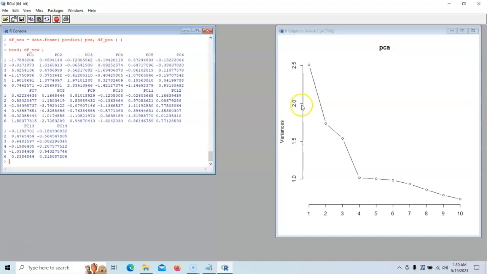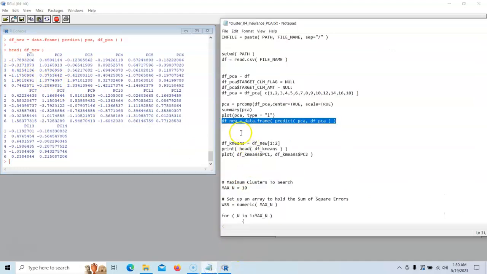Now we could, like I said, if I was going to do this in a real world situation, I'd probably use at least 3, maybe 4 of them. But I'm only going to use 2 because I want to graph some of this stuff. So let's copy the first 2 principal components, and we're going to put it into a new data frame called k-means. Let's do that.